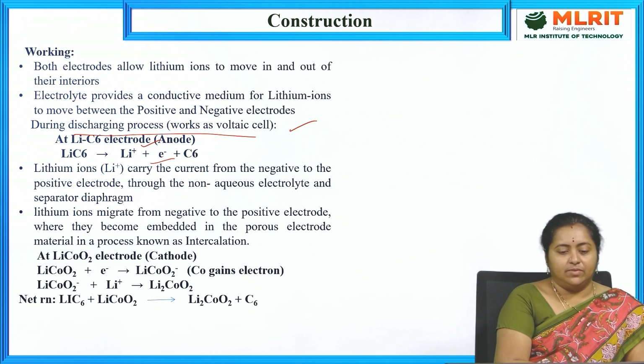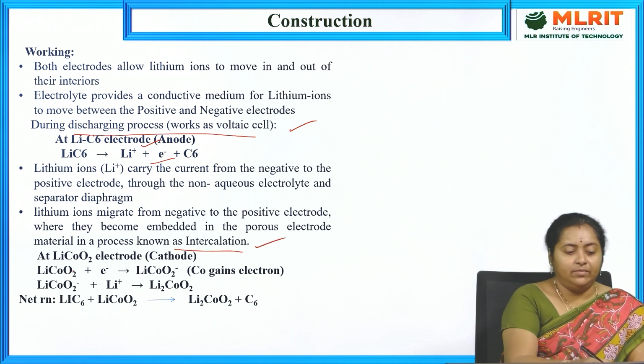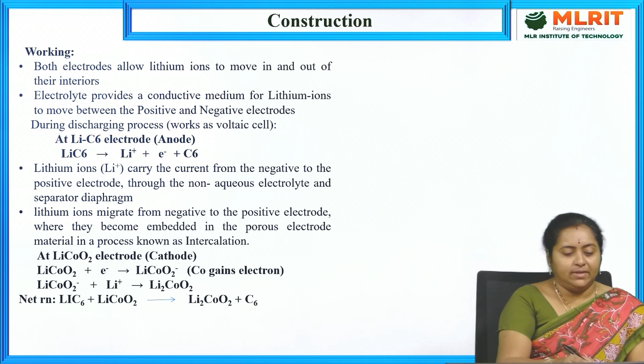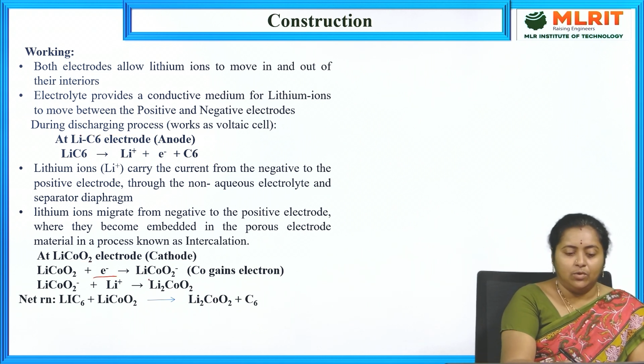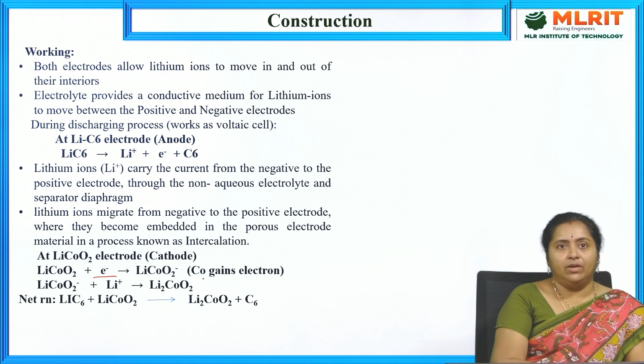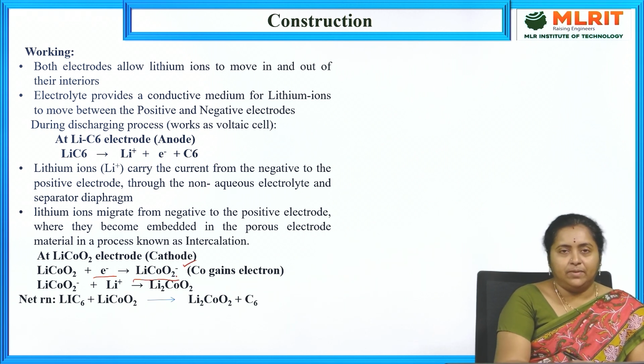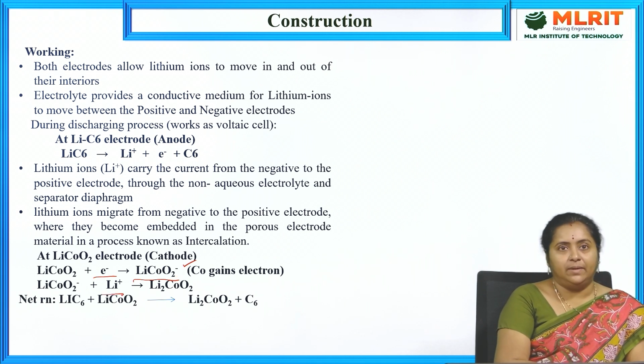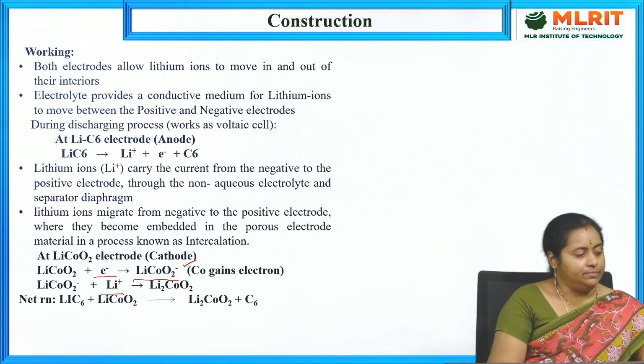This process, through that separator, is what we call intercalation, or we can say embedding. After reaching the cathode, there we have LiCoO2, the cathode electrode. This cathode electrode is able to accept the electron, in which cobalt gains the electron by involving in reduction. As a result, it is able to form LiCoO2 minus. This is having a minus charge, so it accepts a lithium ion. As a result, it will convert to Li2CoO2.